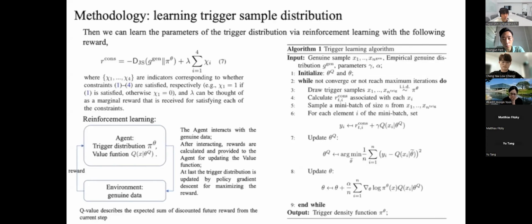We summarize our method in Algorithm 1. Based on the samples from the current trigger distribution and the genuine distribution, we can update the value function in reinforcement learning, which describes the expected sum of discounted future reward from the current step. Then the trigger distribution is updated based on the policy gradient, which is a typical method of reinforcement learning techniques that rely on optimizing parameterized policies with respect to the cumulative reward.